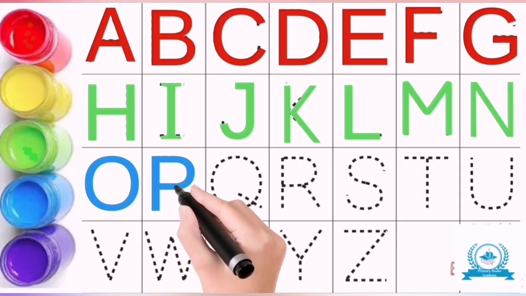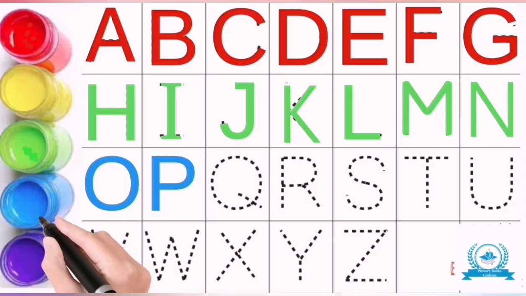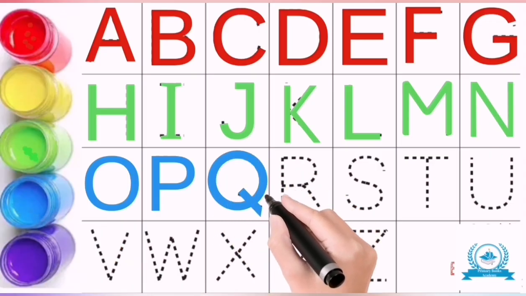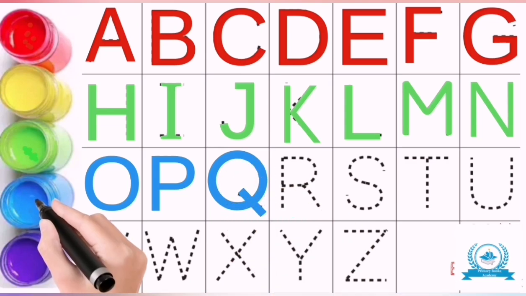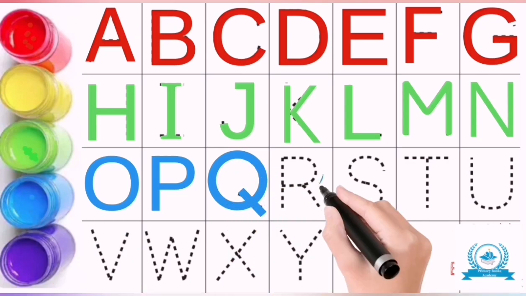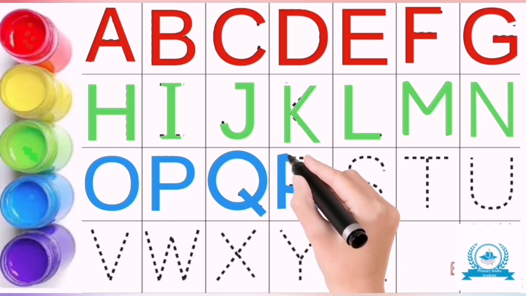Q is for queen, circle and a little tail. R is for rabbit, line, curve and leg.